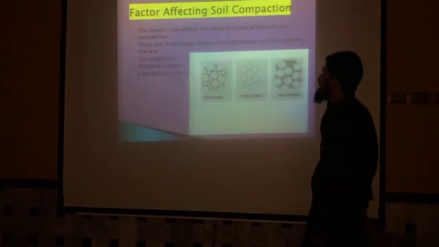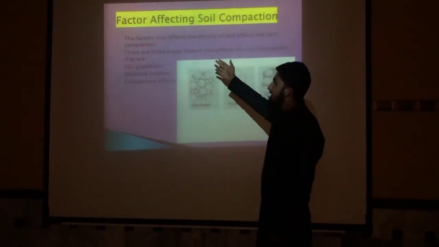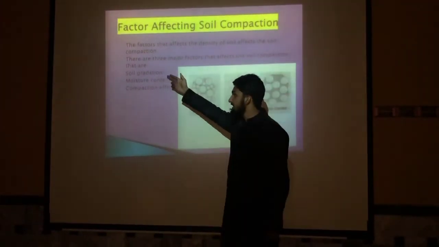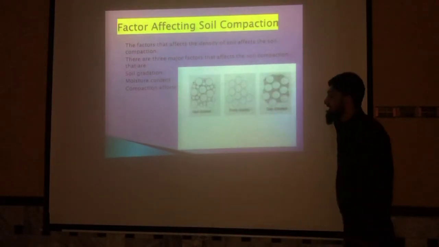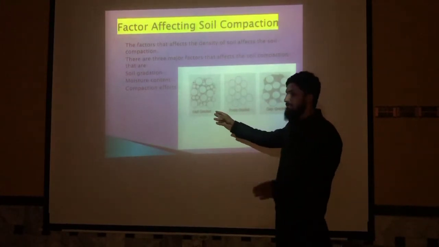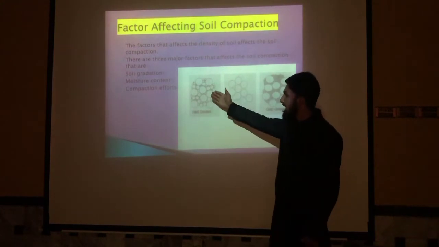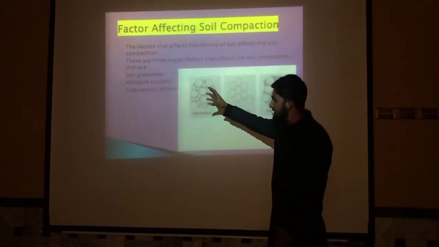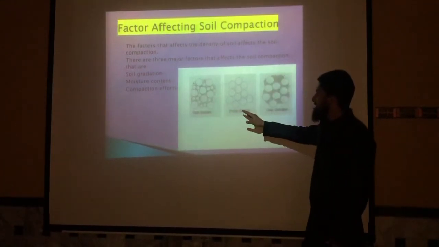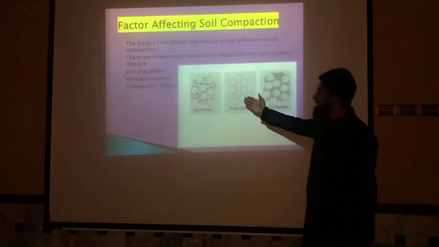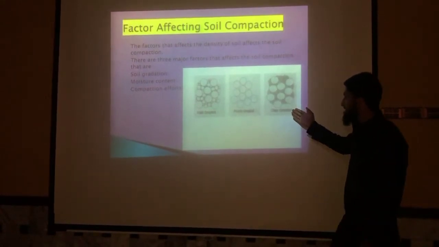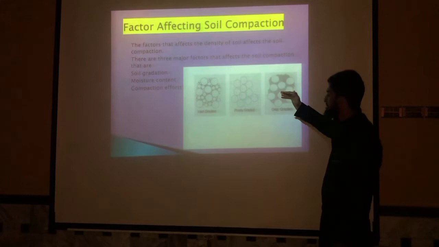What are the factors that affect the properties of soil? There are three main factors that affect the compaction: soil gradation, moisture content, and compaction effort. If we have a well-graded soil, the compaction will be very good because most of the voids will reduce very easily, and every kind of particle will take its place and be compacted well. If we have poorly graded soil, the voids will not be fully removed. Similarly, if we have gap-graded soil, most of the soil will not be compacted properly.